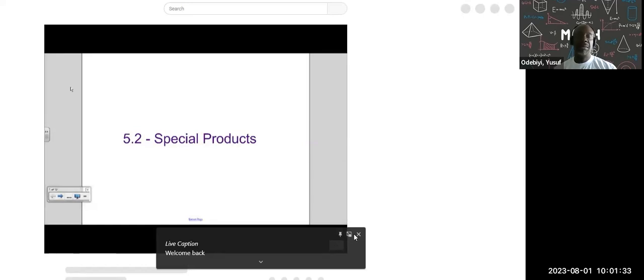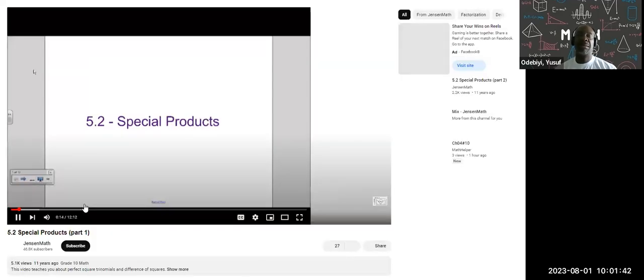Welcome back, grade 10 math. We're going to continue with chapter 5 today. Chapter 5 is about quadratic expressions. We're going to do section 5.2, special products. In section 5.1 we learned how to multiply binomials. In this section we're going to learn about some special cases when we're multiplying binomials.